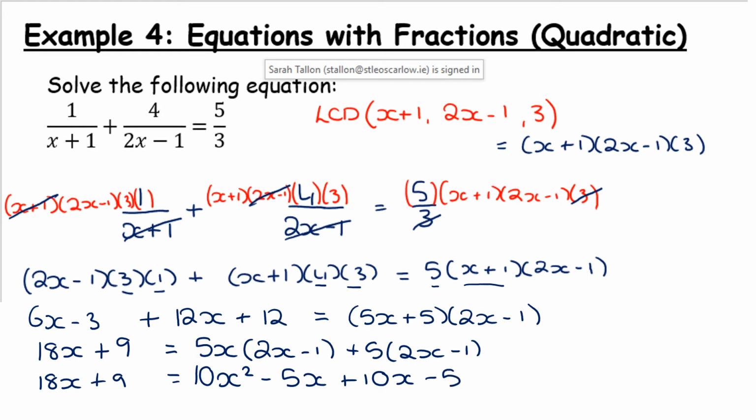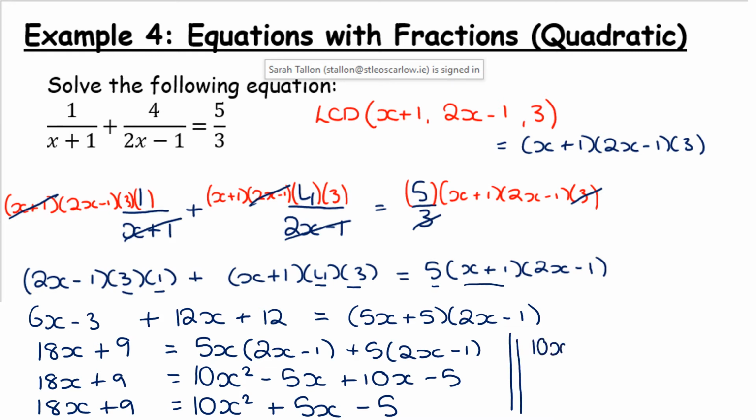So tidying up that right-hand side just a little bit, bringing those 2x terms together, I get plus 5x minus 5, and that's 18x plus 9 still on that side. So I'm going to bring that 18x and the plus 9 across, so I get 10x squared, I get 5x take away 18x, that's minus 13x, and I have a minus 9 minus 5, which is minus 14 equals 0.